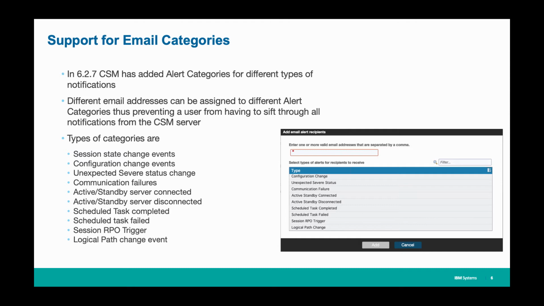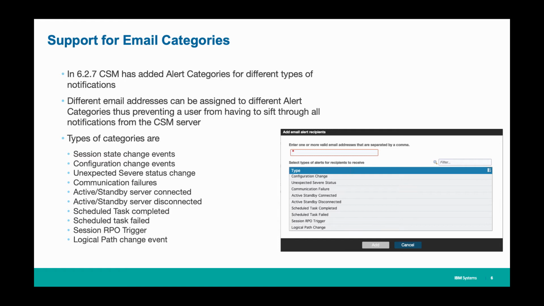So what we've done is give the ability to provide categories. For each of these different categories you see listed, and some of the ones I mentioned just previously, you can provide separate lists of emails. So you can have Bob look at session state change events, while you have Jill look at just the configuration change events. Or you can have multiple people, Tim and Bob, look at RPO triggers, and maybe your CSM admin look at everything. You can define a list of emails, separated by commas, that will be sent for whichever of the types that you want, or a combination of the types. So you can select multiple types if you want as well.